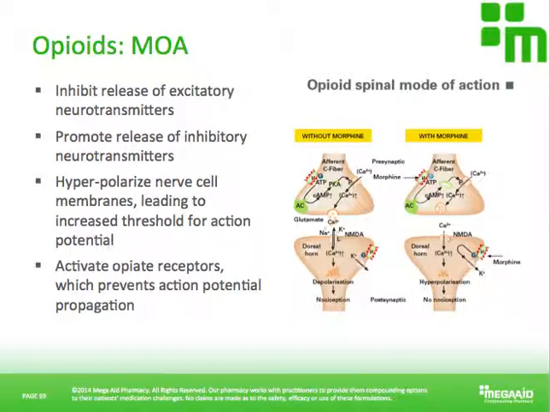So remember when we talked about the pain signal originating in your body, and it's basically propagating from the peripheral nervous system to the central nervous system. What opiates do is they increase the threshold to generate an electrical potential so that the signal never really originates, and you can't propagate something that's not there. And lastly, they also activate opiate receptors, which is going to prevent the action potential propagation.